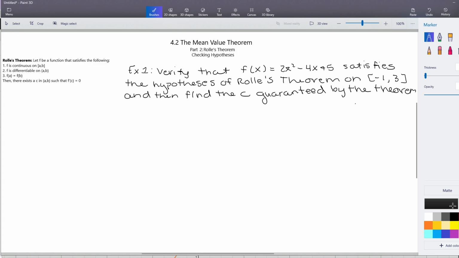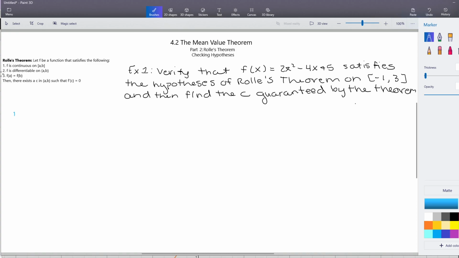Okay, we are going to verify that this function f of x satisfies the hypotheses on the interval -1 to 3. Okay, and then we are going to find the C value that is guaranteed by the theorem, right? So we have Rolle's theorem up here on the left, okay? So let's start this problem, and we are just going to start checking it 1, 2, 3. Okay, so the first thing we want to check is that this function is continuous on the closed interval.